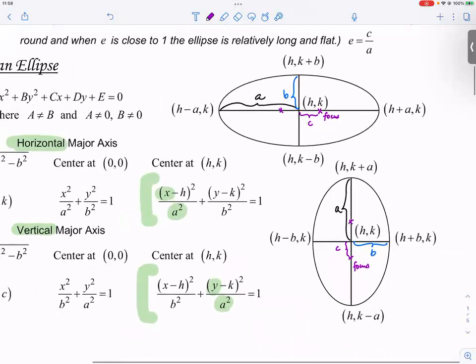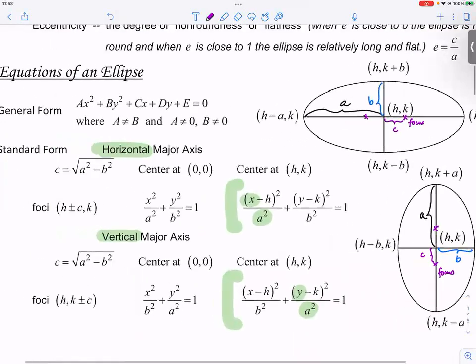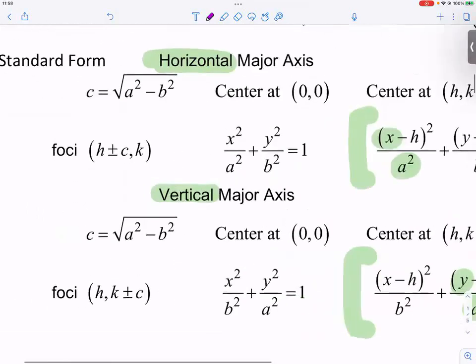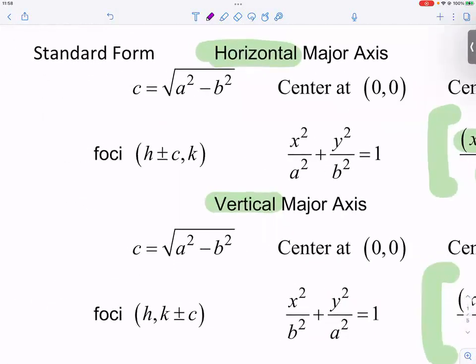All right. So you have A, you have B, and you have C. And now, what is the relationship between A, B, and C? Now, there's a little equation right here on the left. It is C is equal to the square root of A squared minus B squared. So they're the same, whether it's vertical or horizontal. But I want to write down an alternative equation, and that is C squared is equal to A squared minus B squared.